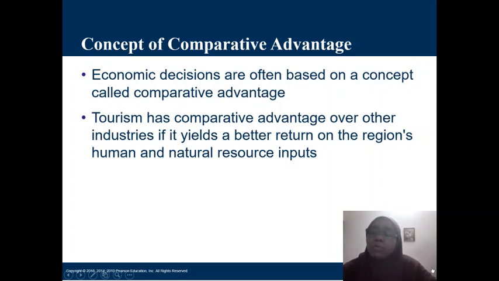We want to compare the benefits of producing something at a very low opportunity cost. So in terms of tourism, it has comparative advantage over other industries if it yields a better return on the region's human and natural resource input. So you want to compare your own comparative advantage with others, and that can only be defined when, referring to the tourism industry now, the revenue generated from tourism is higher than that of other resources.